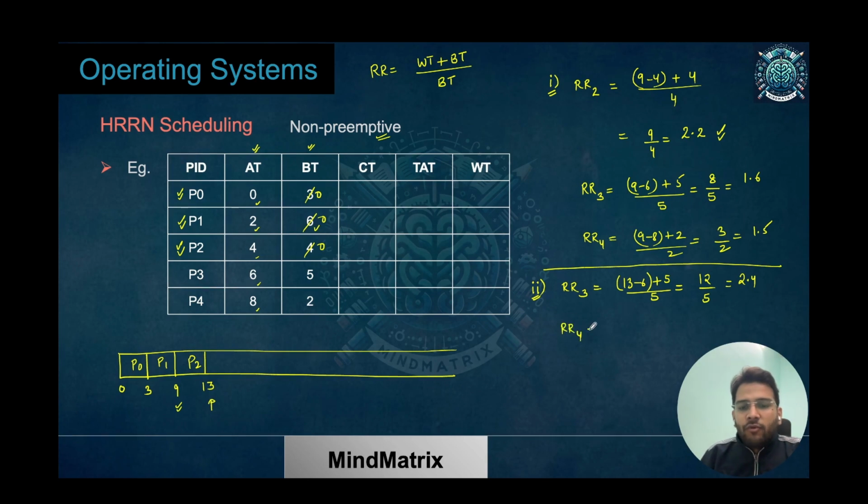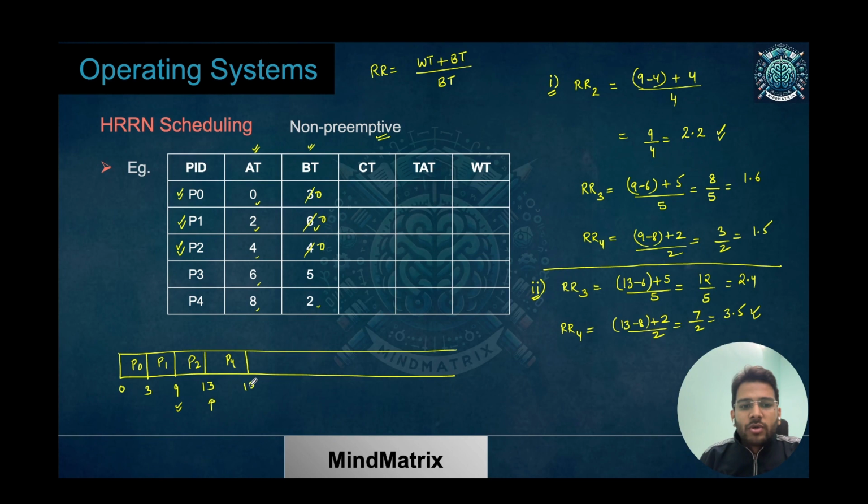Similarly for P4 process, so 13 minus 8 plus 2 divided by 2. So it is going to be 7 by 2, which is going to be 3.5. So you can clearly see that process P4 is having the highest response ratio at this point of time. Clear? So we are going to schedule P4 first till its completion.